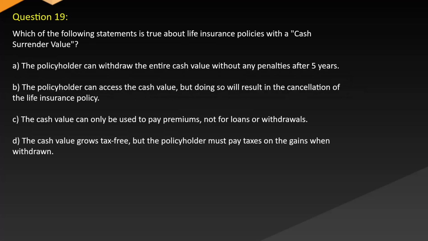Question 19. Which of the following statements is true about life insurance policies with a cash surrender value? A. The policyholder can withdraw the entire cash value without any penalties after 5 years. B. The policyholder can access the cash value, but doing so will result in the cancellation of the life insurance policy. C. The cash value can only be used to pay premiums, not for loans or withdrawals. D. The cash value grows tax-free, but the policyholder must pay taxes on the gains when withdrawn.